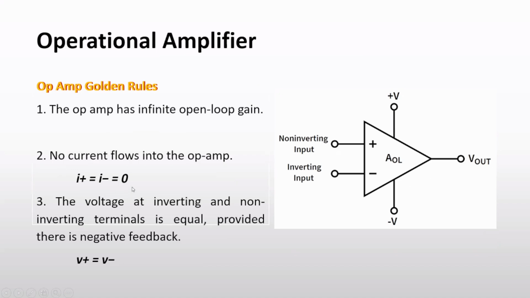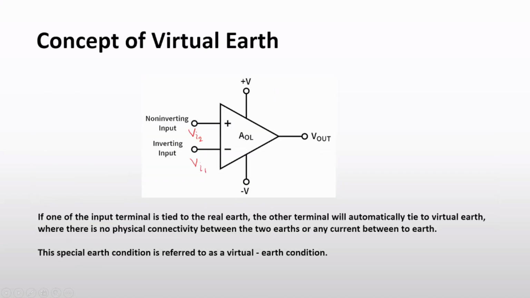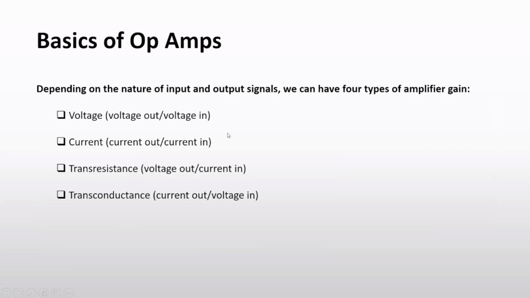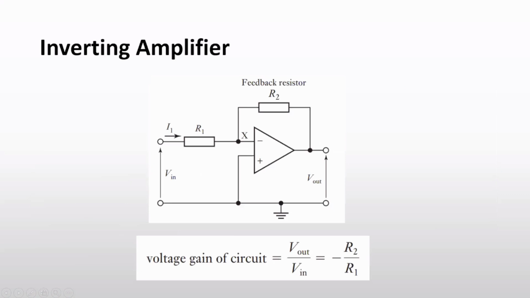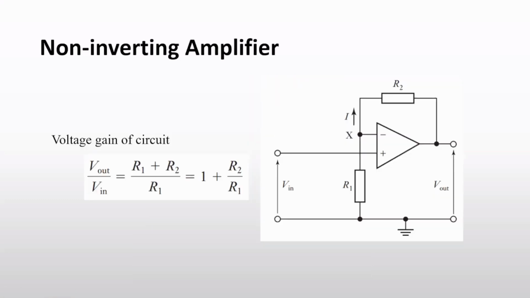There we discussed the golden rules, and two of the golden rules are mainly used in our problems. Then we discussed the concept of virtual short, from which we proved that the voltages of the two input terminals are equal. And after that, we proved how to get the gain of the inverting amplifier and the non-inverting amplifier.